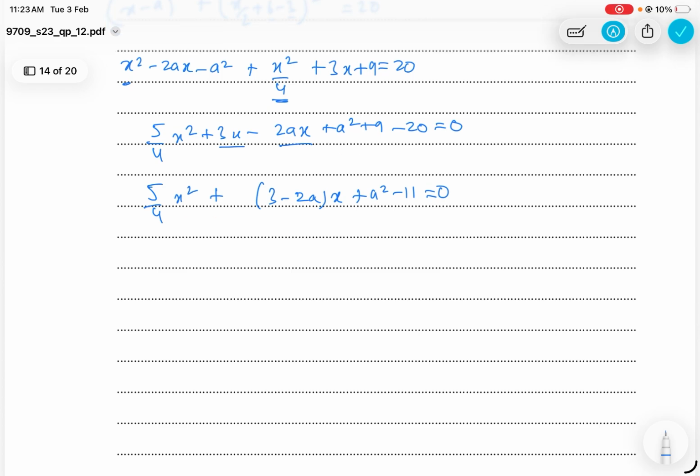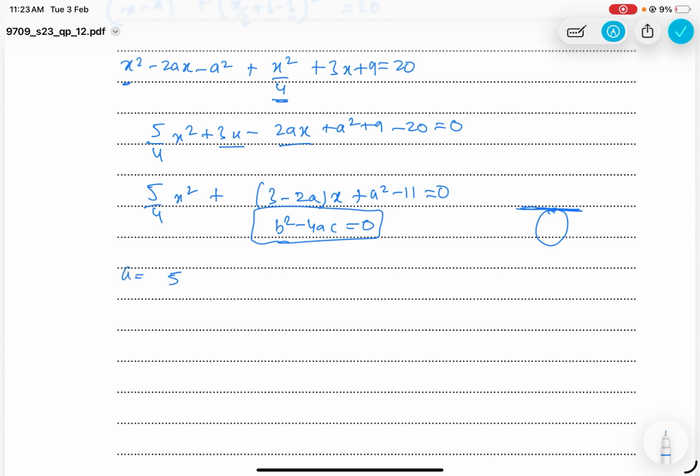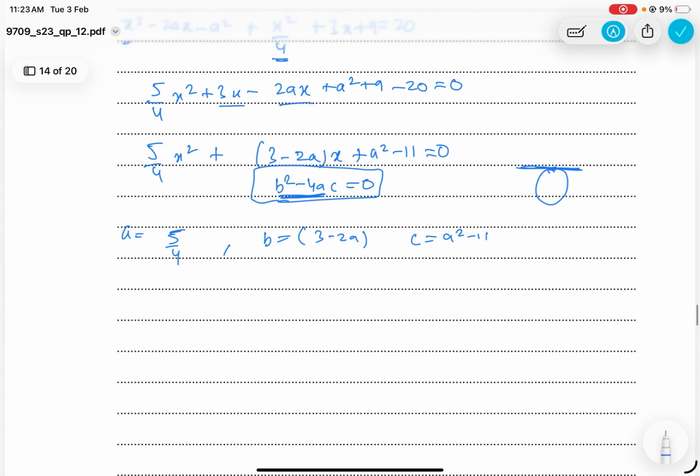Now listen, if the line is a tangent, we will only have one solution because it is touching only at one point. That means b squared minus 4ac equals 0. See, this is a circle and this tangent is touching only at one point. That means it will have only one solution. And when is this case true? When the discriminant equals 0 in a quadratic equation. So the value of A is 5 by 4, the value of B is 3 minus 2a, the value of C is a squared minus 11. Put the values over here and equate it to 0.